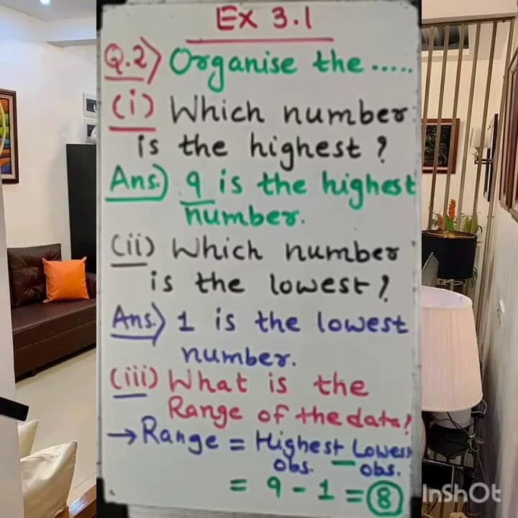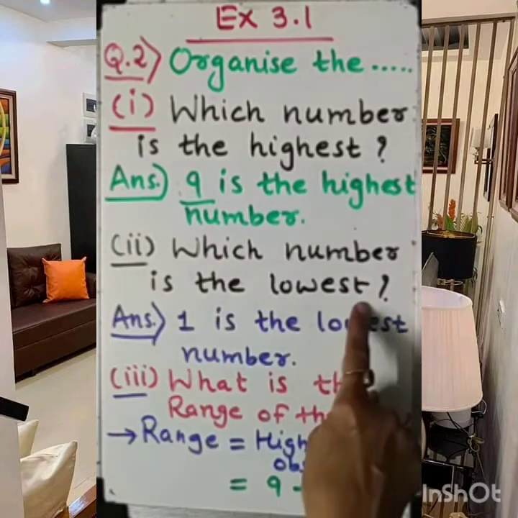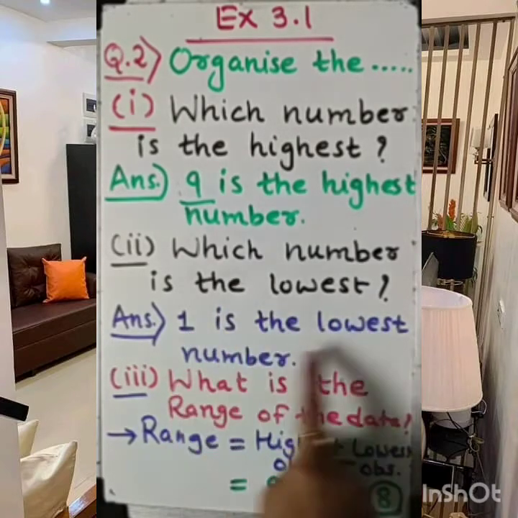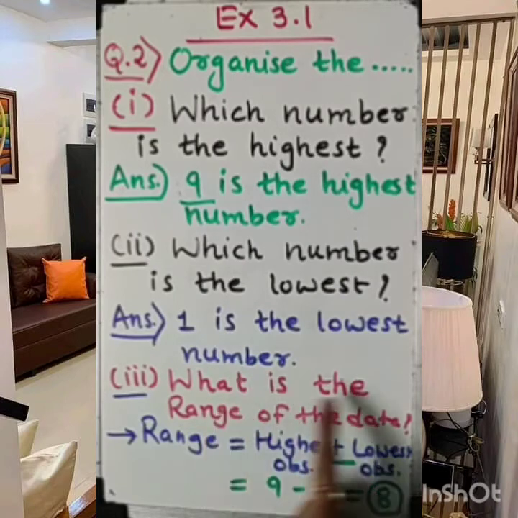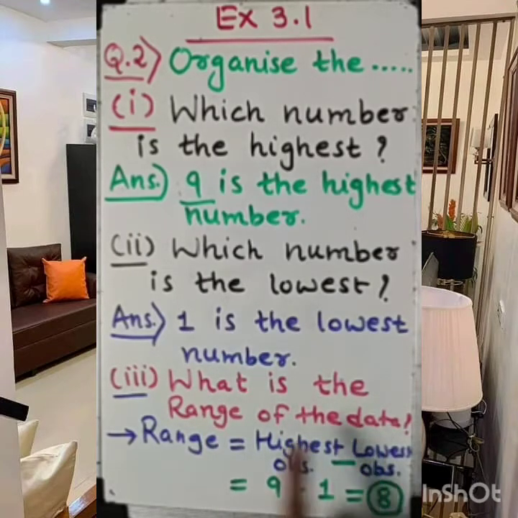Now once again I am explaining you all 3 questions. Just look at it. So my dear student, here the first question we are given, which number is the highest? 9 is the highest number. We can see through the observation, right? Which number is the lowest? 1 is the lowest number. What is the range of the data? Range we can find through this formula, highest observation minus lowest observation. So 9 minus 1, that is 8.